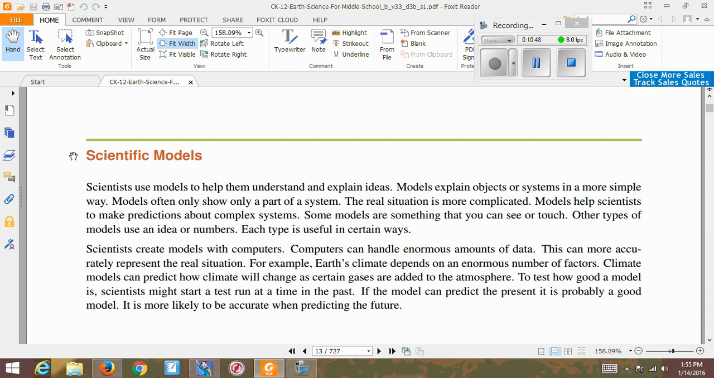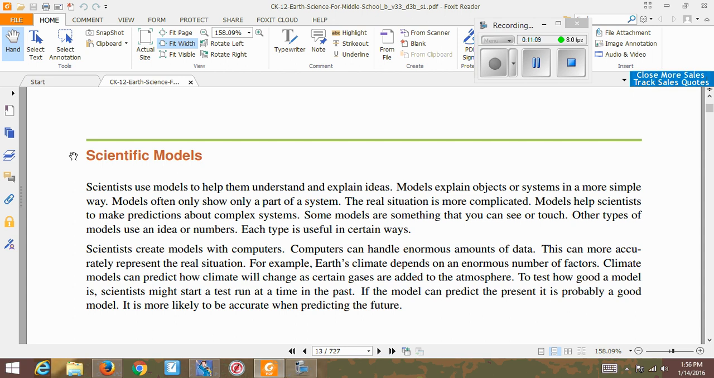Some models are something that you can see or touch. Other types of models use an idea or numbers. Each type is useful in certain ways. Scientists create models with computers. Computers can handle enormous amounts of data. This can more accurately represent the real situation.